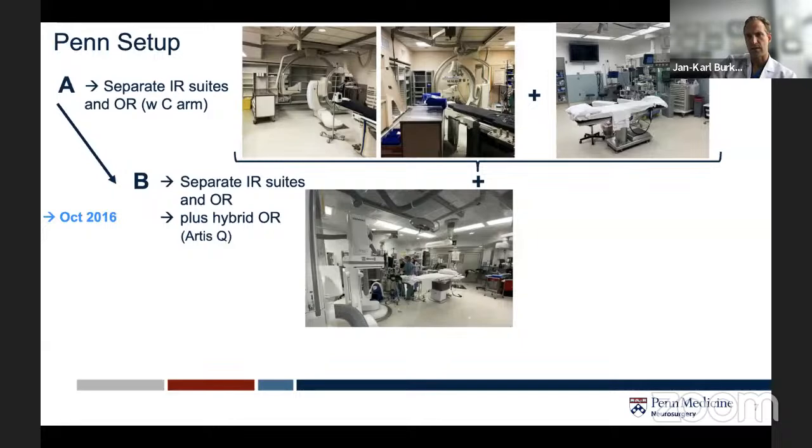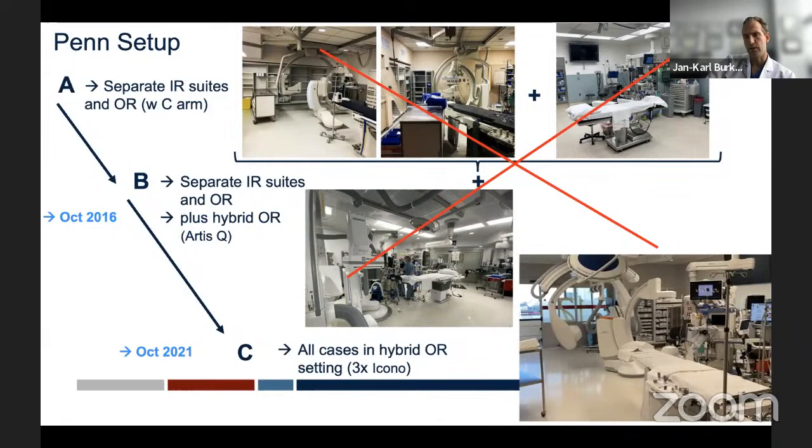So let's say a cavernous malformation, which doesn't need a hybrid OR, would go in a regular OR. Then in October 2021, we switched from this setup to a true only hybrid OR setting with three Icono Siemens machines, where we do all cases from now on in the operative setting. So all diagnostic angiograms, all endovascular cases, and all open cases are now in these rooms. That was a big change, to setup C.